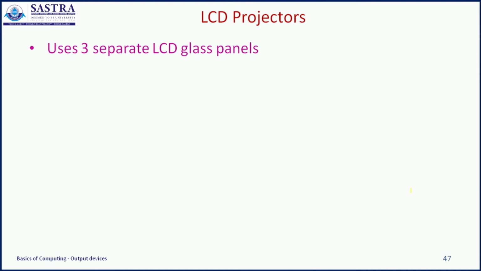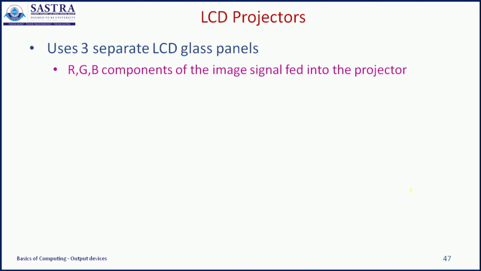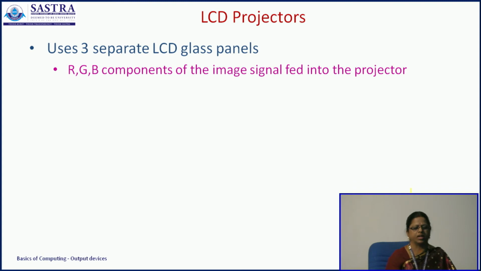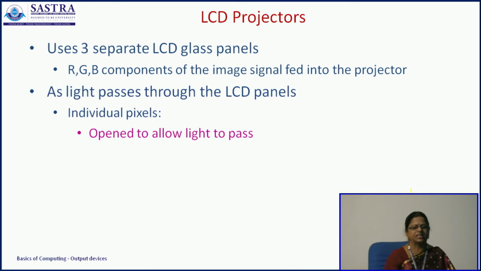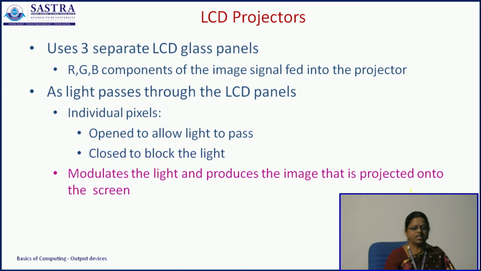LCD projectors use three separate LCD glass panels for the RGB components of the image to be fed to the projector. As light passes through the LCD panels, the individual pixels are open to allow light to pass through or closed to block the light, which modulates the light and produces the image that is projected onto a screen.